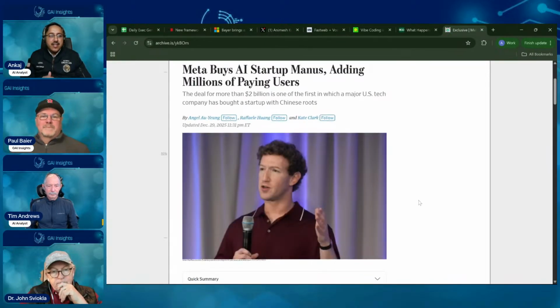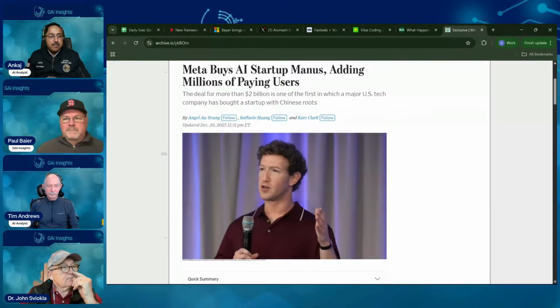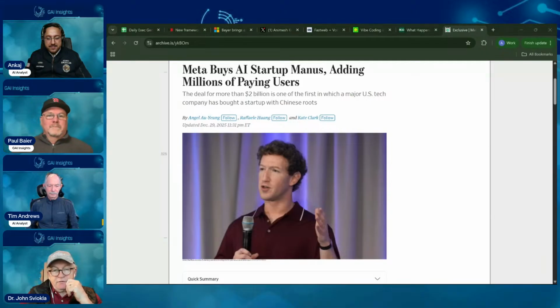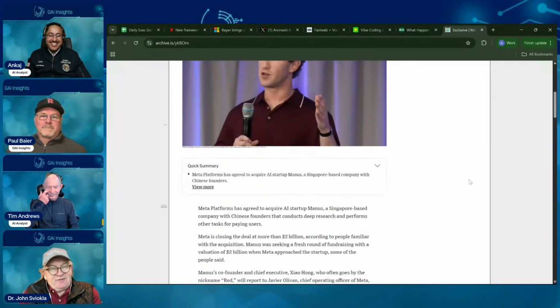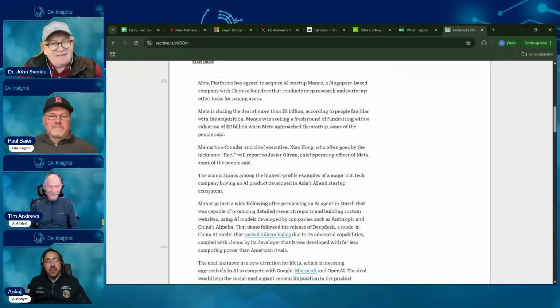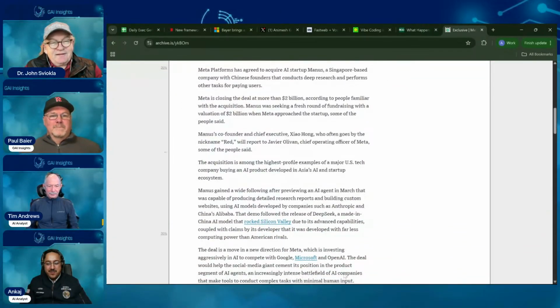Okay, moving on to the last one, and this one is a big one. Meta has bought AI startup Manus. Jesus, I wish I had something to sell Mark Zuckerberg right now. He's so desperate to buy stuff. I actually thought this is a good move. I think this article is essential.